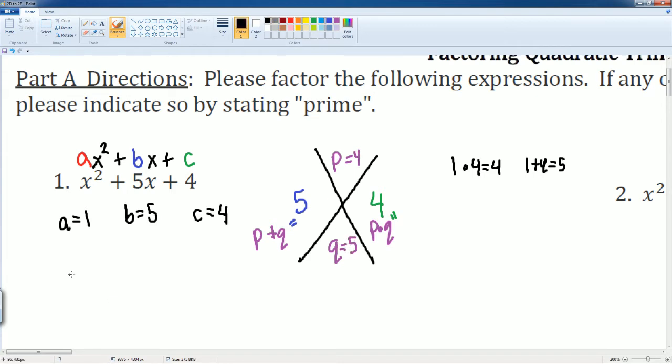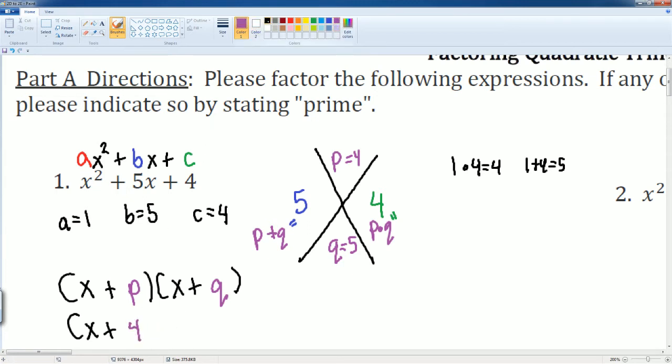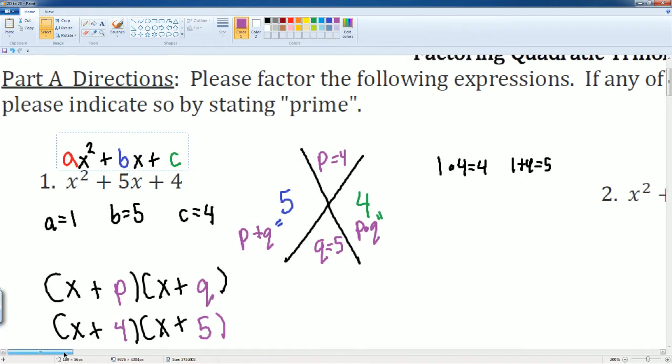The format is always x plus P, then you have your x plus Q right here. So we can just substitute it in. x plus 4, and we can write the second one, which is going to be your x plus 5. There you go. All right, we're going to repeat that same process again for 2.